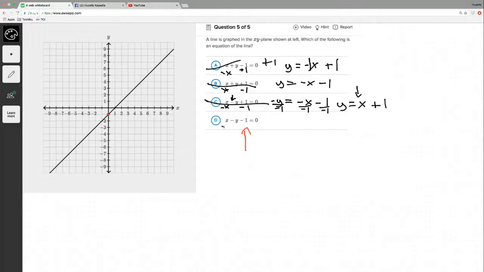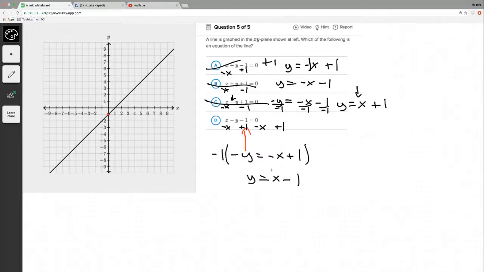So first, we're going to subtract x from both sides. Add 1 to both sides. So we're going to be left with negative y equals negative x plus 1. Then we divide everything, or we could say multiply the whole thing by negative 1. That's a lot of times easier. So the y becomes positive, the x becomes positive, and the y-intercept becomes negative. Now we've got exactly what we were looking for.